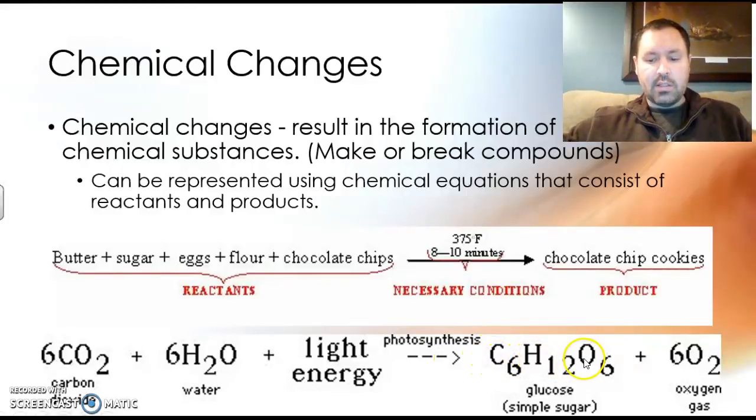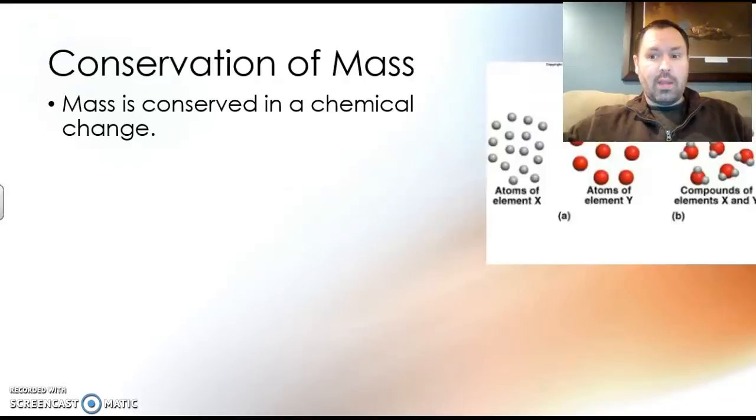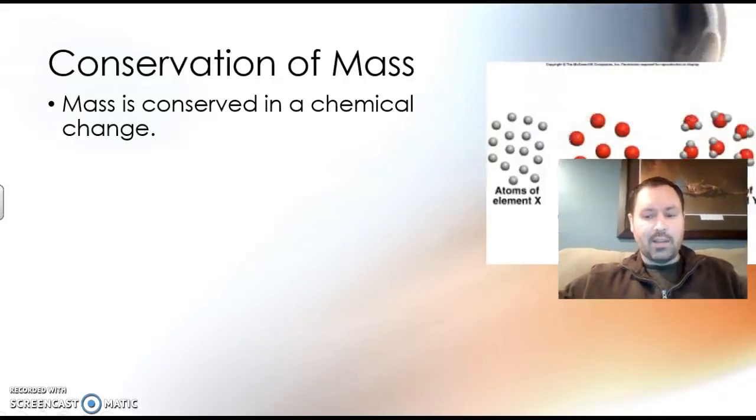Carbons, hydrogens, and oxygens. So the thing is, with a chemical change, we can't make a new element, but we can combine compounds in different ways to make new compounds. So that whole idea is called the conservation of mass.